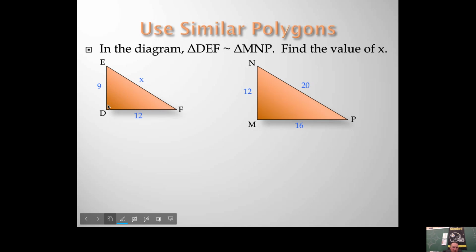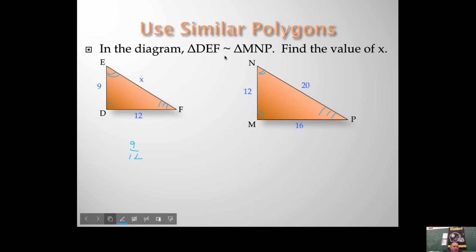For example, angle D is congruent to angle M. Angle E is congruent to angle N. Angle F is congruent to angle P. Also, you know that this side length of 9 in between one arc and 2 arcs goes with the 12. 1 arc and 2 arcs. It's not left side to left side. That's a mistake if you do that.